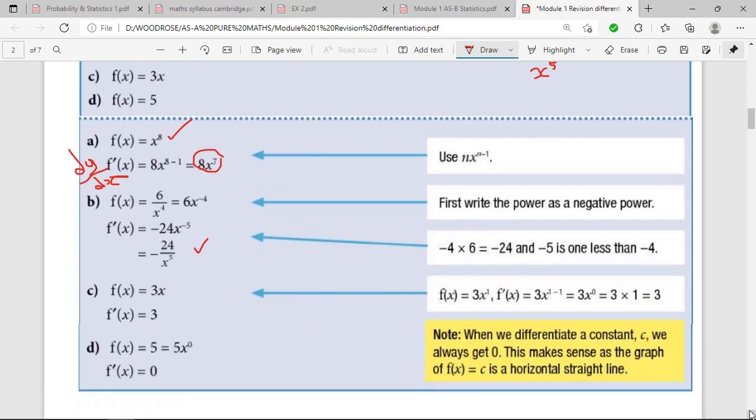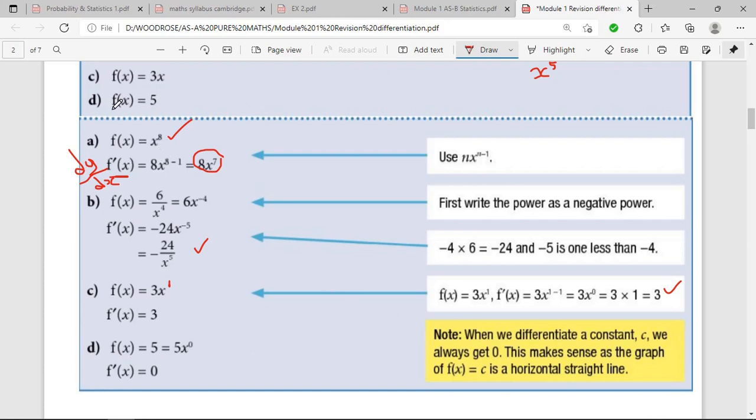Right? And at c, we have f of x equals 3x. In this case, the power of x here is 1. So if you want to find the derivative, we say 1 times 3, which is 3. The remaining power is 1 minus 1, and 1 minus 1 gives x to the power of 0, and x to the power of 0 is 1. So if you differentiate 3x, we get 3. If you differentiate 7x, you get 7. If you differentiate 12x, you get 12.